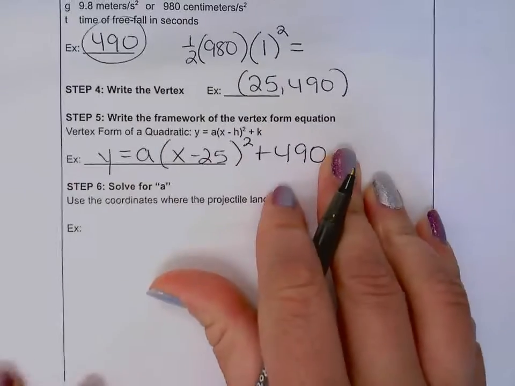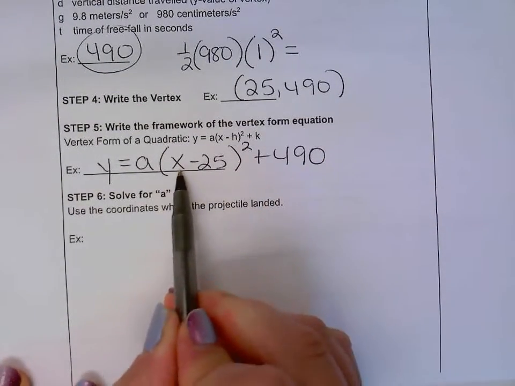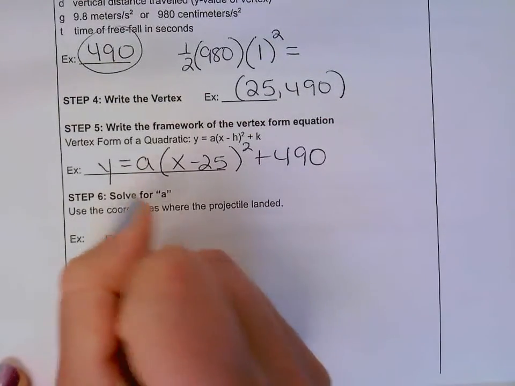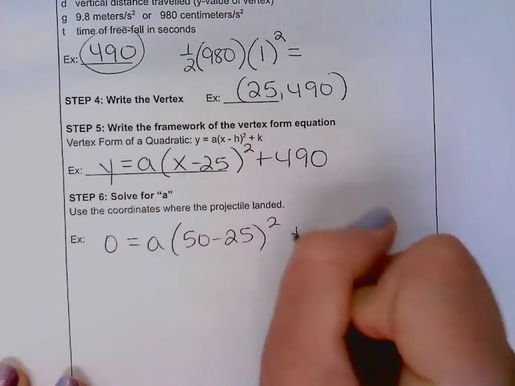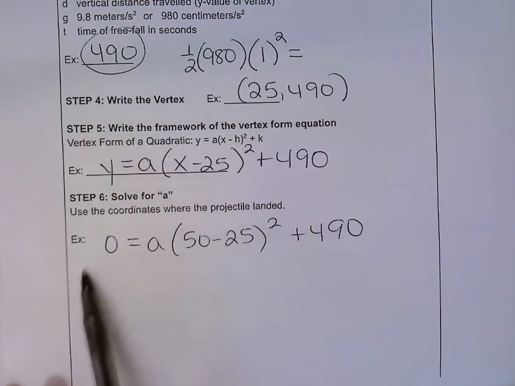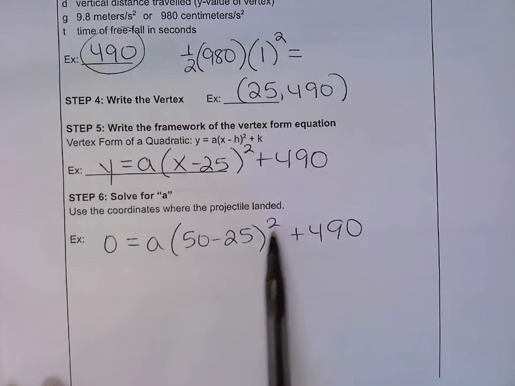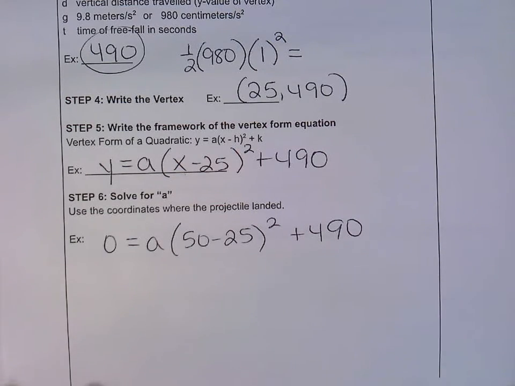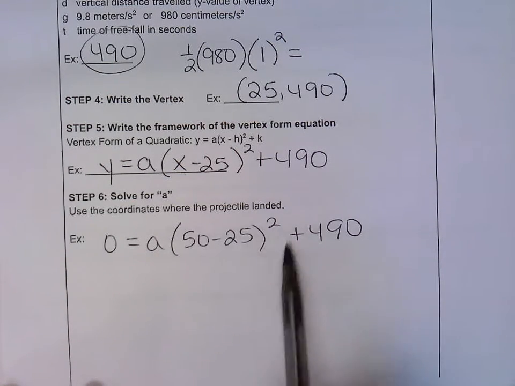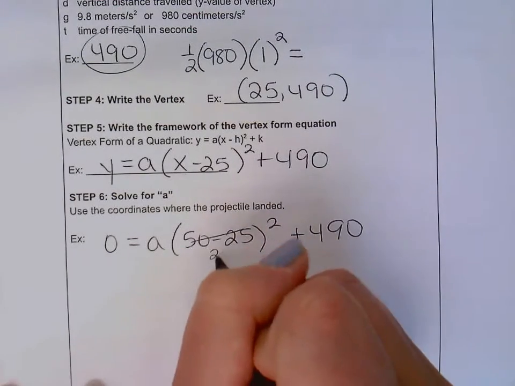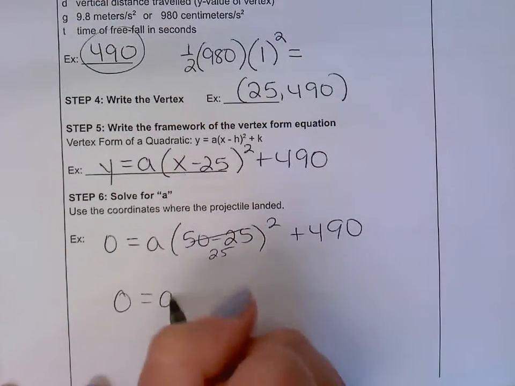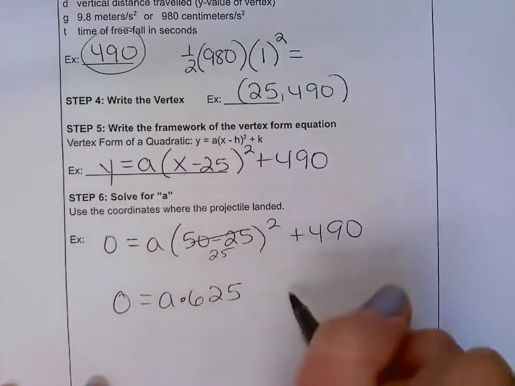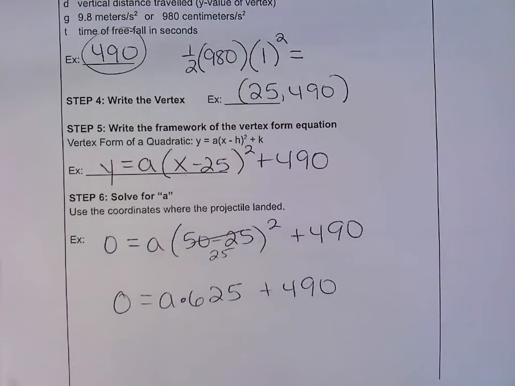So we're going to use the point 50 for x and 0 for y and solve for this missing a value. So the algebra that we need to solve is 0 equals a(50 minus 25) squared plus 490. Parentheses and exponents go first. So this is the number 25 squared, and 25 squared is 625. So a times 625 plus 490 equals 0.